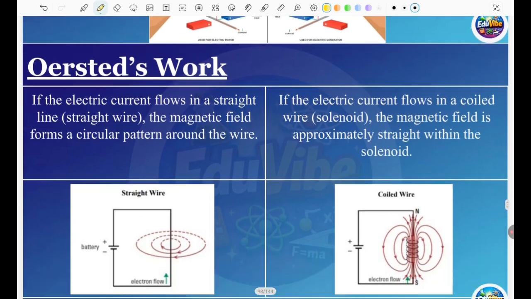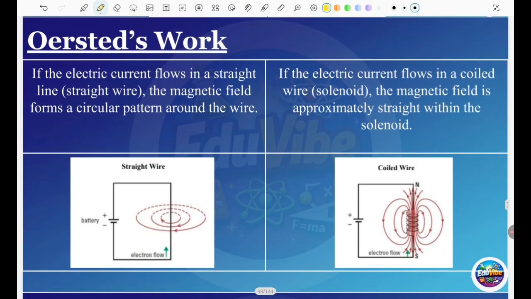Before starting this, we look at two types of setups: a straight wire and a coiled wire. These are the two experiments done by Oersted. Oersted's work was done in the 1800s, and we don't need it in great detail, we just have to know these two findings. So what are they?